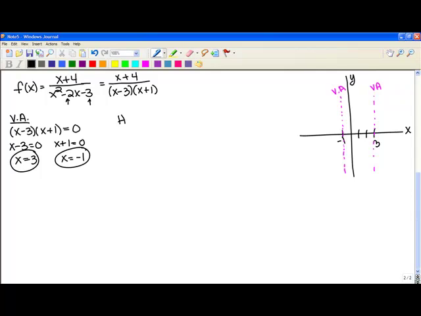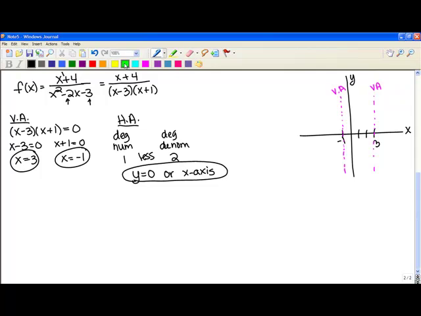Next, we'll find the horizontal asymptote. We compare the degree of the numerator to the degree of the denominator. The degree of the numerator is 1. Degree of the denominator is 2. So 1 is less than 2. And by the rules, the horizontal asymptote is y equals 0, or the x-axis. Drawing this on the graph, we have a horizontal asymptote running along the x-axis here.